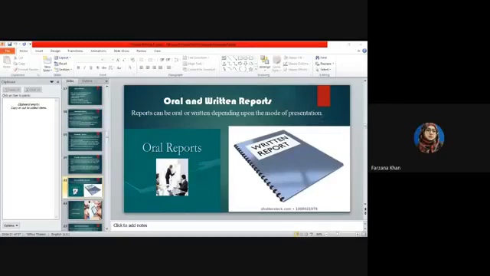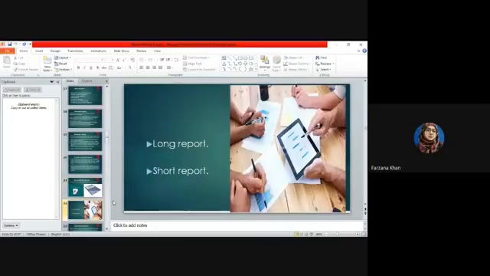So, on the basis of the mode of the report, when you are going to tell some facts to another person orally, that would be your oral report. It can be any type of report. And when you are going to write a report, you're going to present a written report, which is more preferable in professional life.